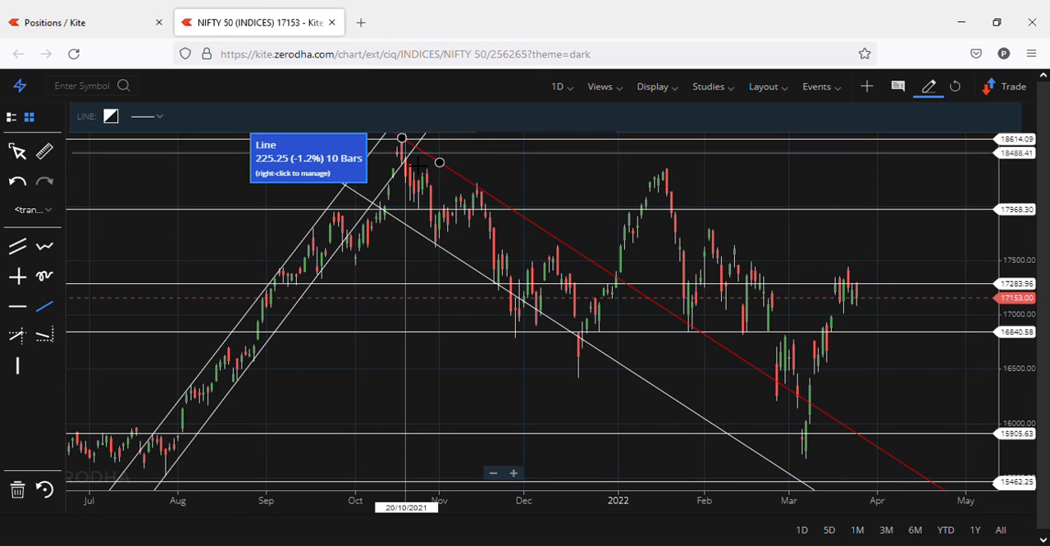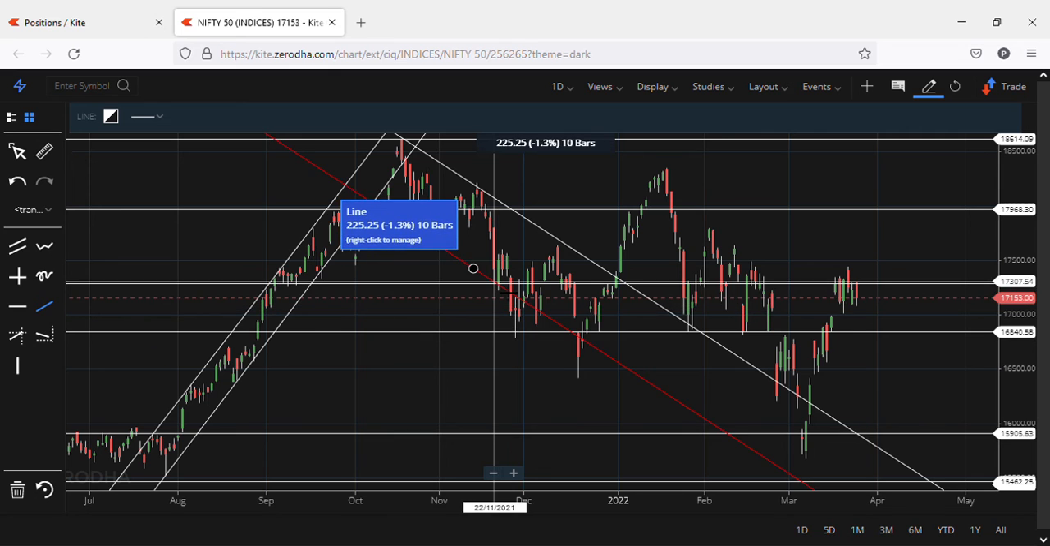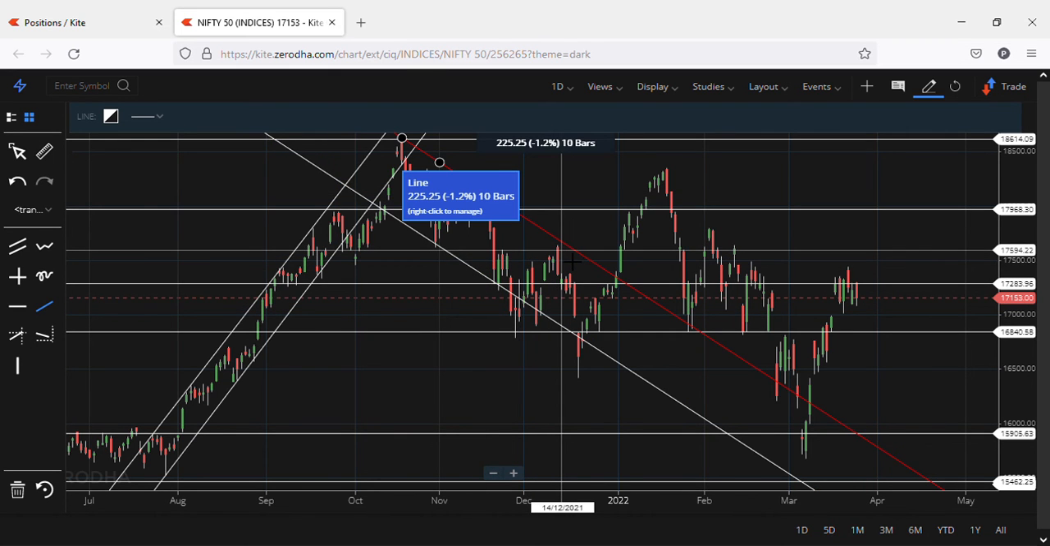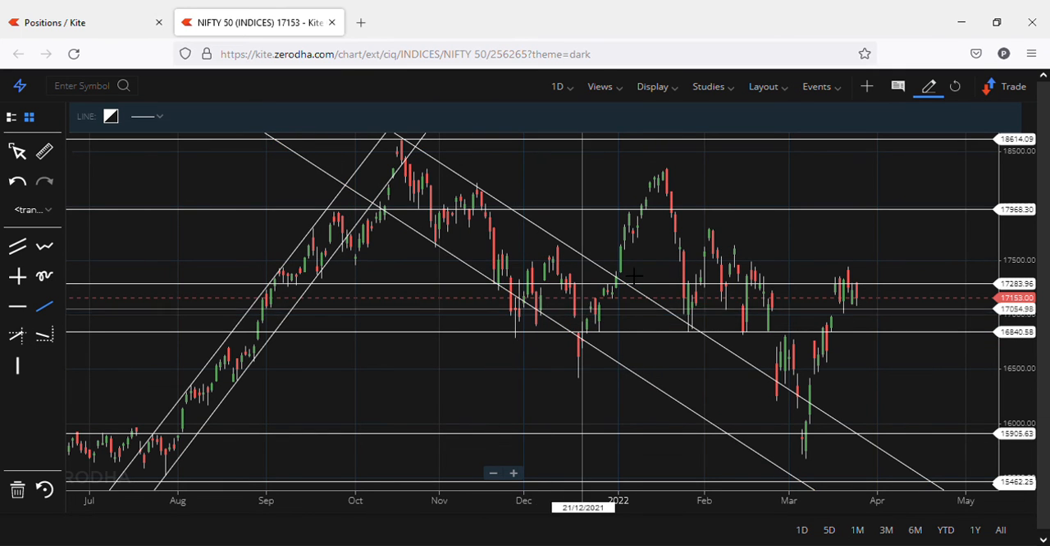Compared to this level, this is low, right? Compared to this level, this is low, right? Compared to this, this is also low, right? These are called lower lows. So whenever these lower lows break, then we can expect an uptrend.